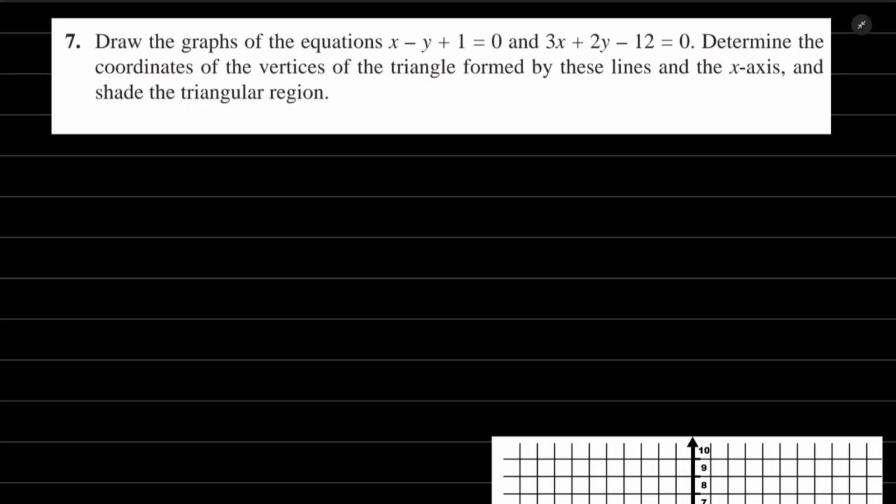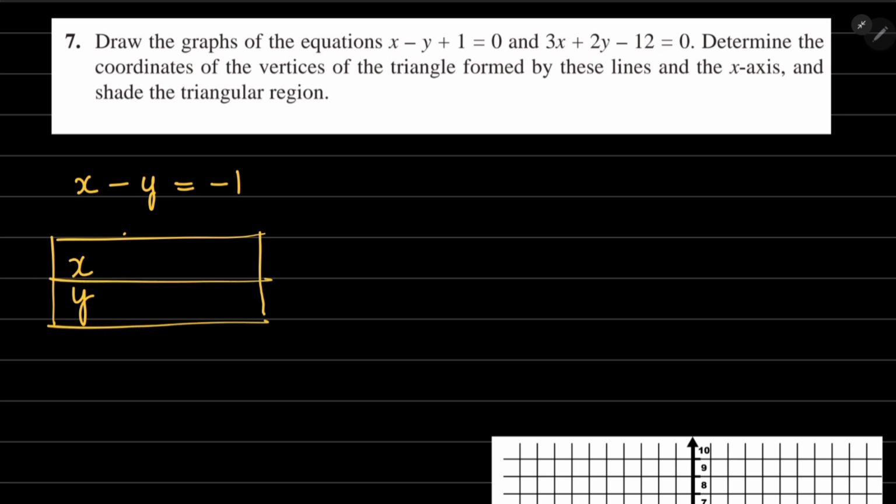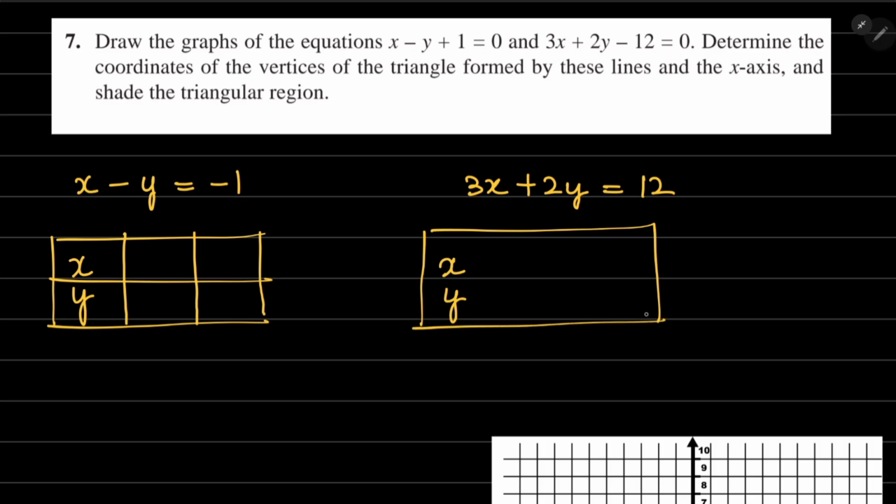Okay, so the first thing is x minus y. I can write it as equal to minus 1. Okay, so x and y. Let us find some points for the first line. And the second line is 3x plus 2y equal to 12. So again, let us find out some points for x and y.